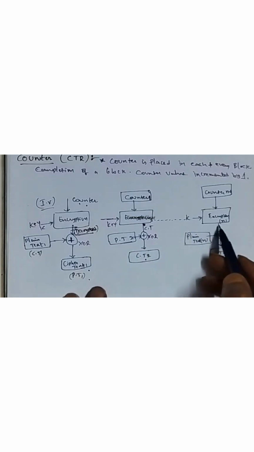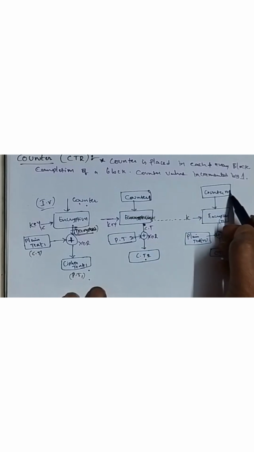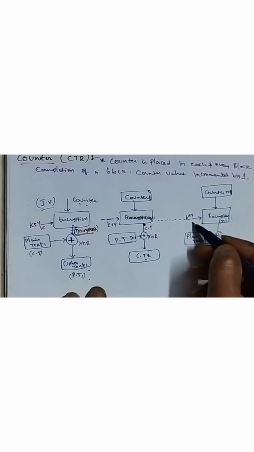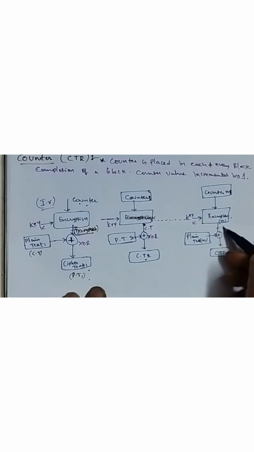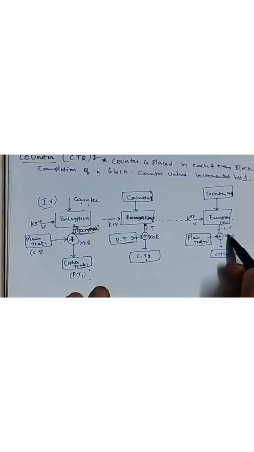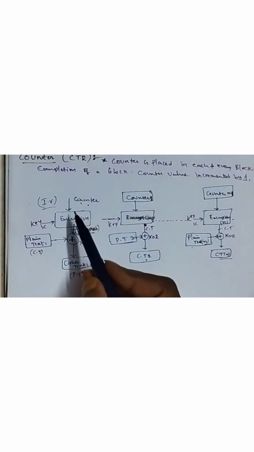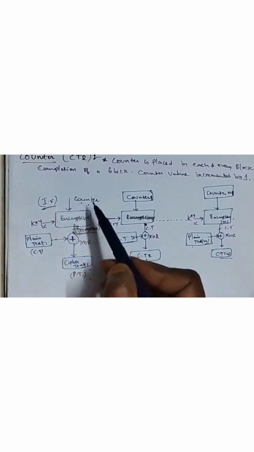This is the next round up to the nth round. Here we are taking the counter n minus 1, and we are applying the encryption with the help of the key K, and the result is applied for XOR operation with the plain text to get ciphertext n. This is the counter mode. This procedure will be continued from the start up to the end of the last block. We don't have any initial block, so we are taking the initial vector as the counter.